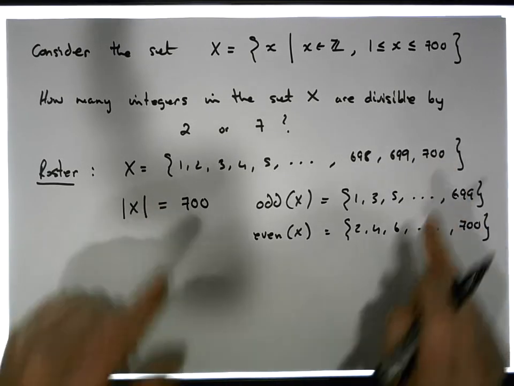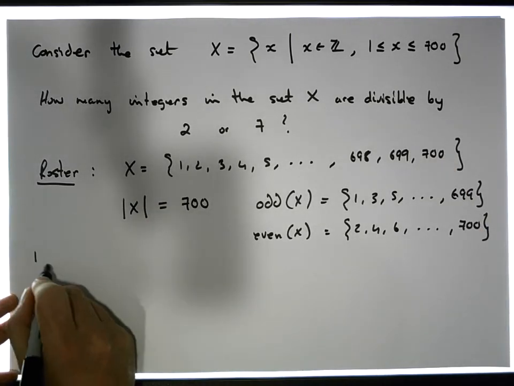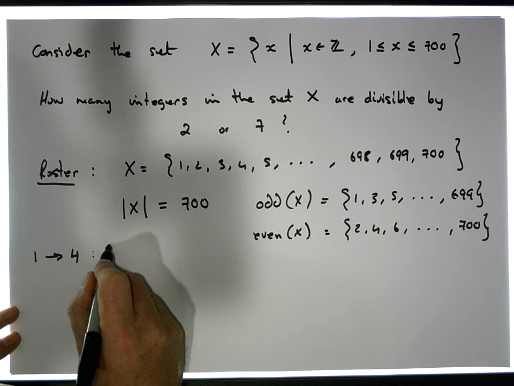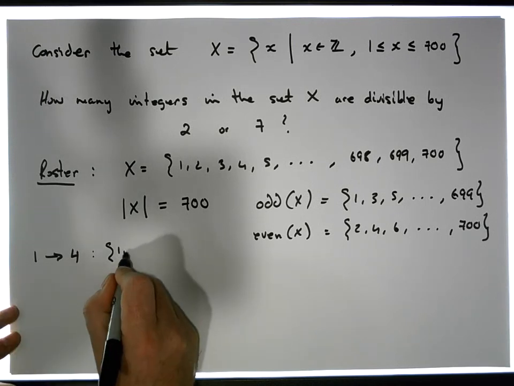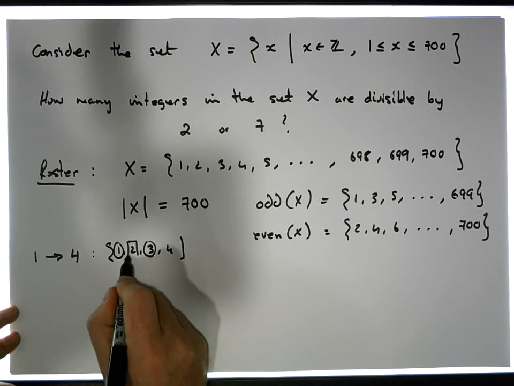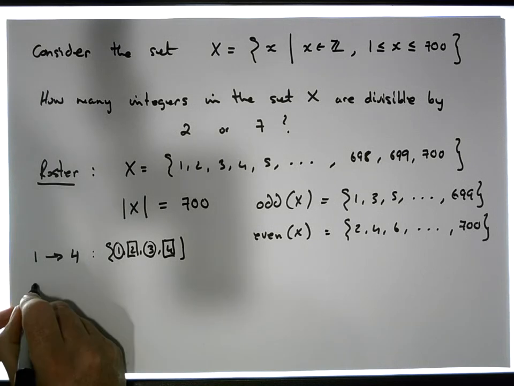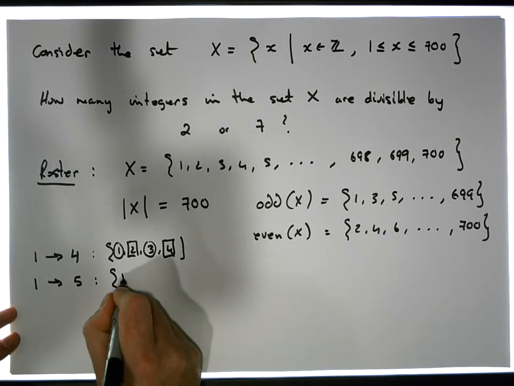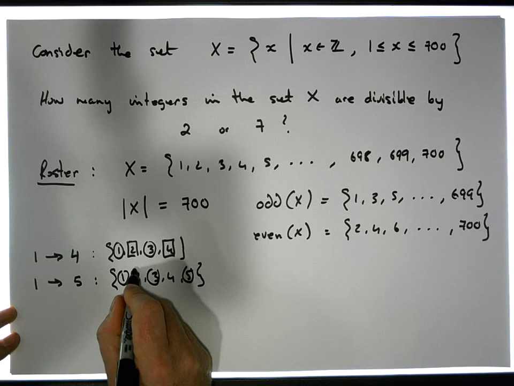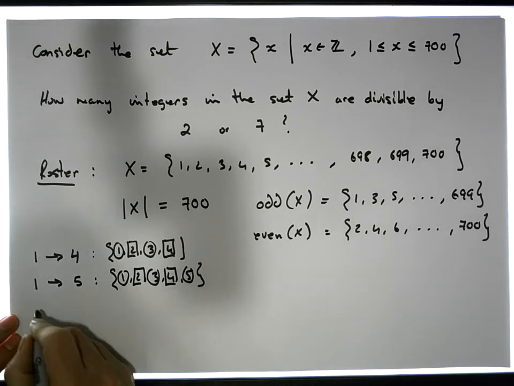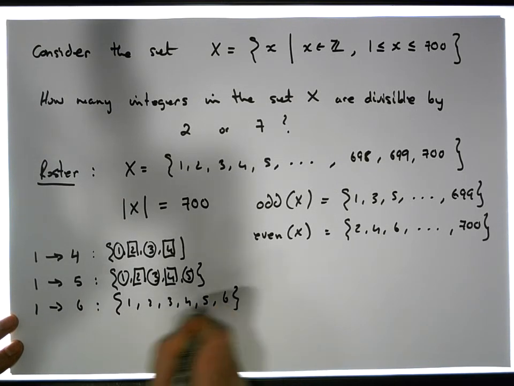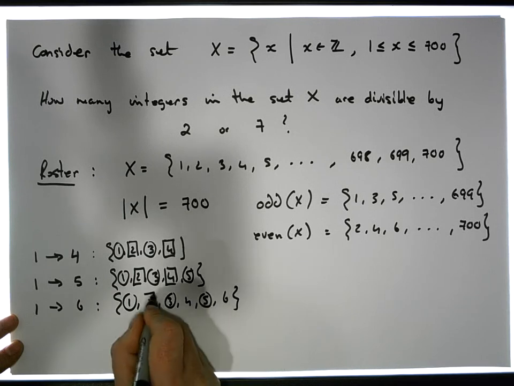Well, let's think about it. What about from 1 to 4? How many odd numbers are there and how many even numbers? From 1 to 4, inclusive of both bounds, there's 1, 2, 3, 4. And you can see that we have 2 odds and 2 evens. What about when we go from 1 to 5? Well, 1 to 5, we've got 1, 2, 3, 4, 5. In this case, there's 3 odds and 2 evens, so they're not the same. What about when we go from 1 to 6? You can see 1, 2, 3, 4, 5, 6. We have 3 odds, and we've got 3 evens.